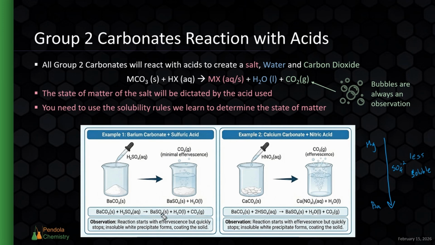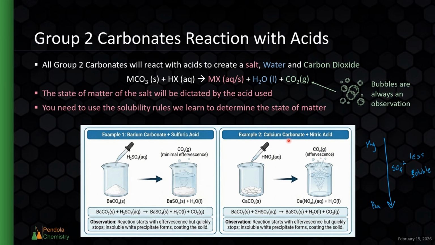Meaning that something like barium sulfate all the way at the bottom is going to be completely solid. So this reaction is the same reaction as any of them undergo. The carbonate reacts with sulfuric acid and it creates the barium sulfate, the water, and the carbon dioxide. We see some bubbling at first, but then it's going to quickly stop. And that's because that carbonate is going to be covered with that solid precipitate, with that solid barium sulfate. So the barium sulfate is going to be solid.